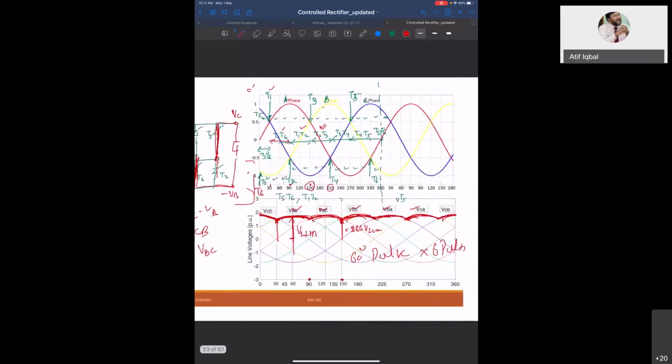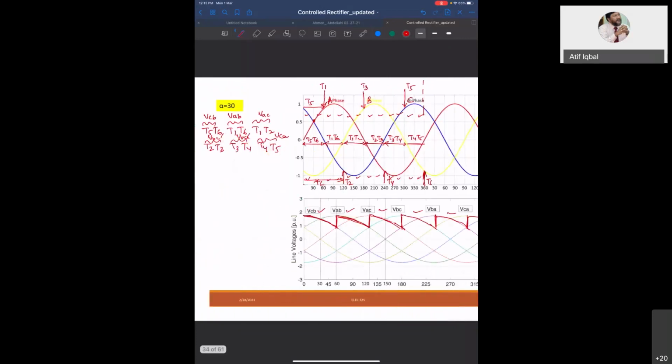Let us derive the equation. Let us start for VAB. I will just do it for VAB, it will be the same for all. This is VAB. Okay, so what is VAB? VA is Vm sin omega t. What is VB? Vm sin omega t minus 120. When you take VAB, it will be VA minus VB.